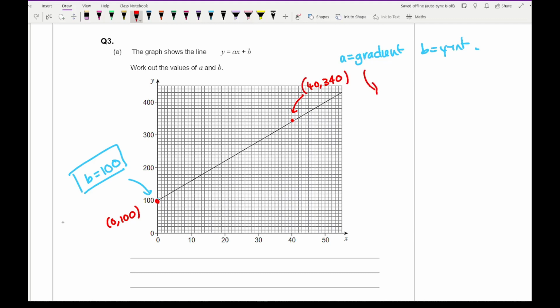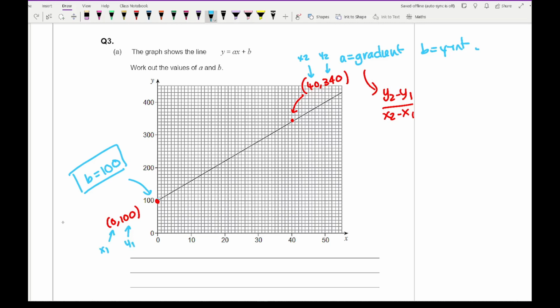So now to work out the gradient, I'm going to use the formula of y2 minus y1 over x2 minus x1, where the values are going to be, so this is my y2, this is my x2, this value here is my x1, and this value here is my y1.